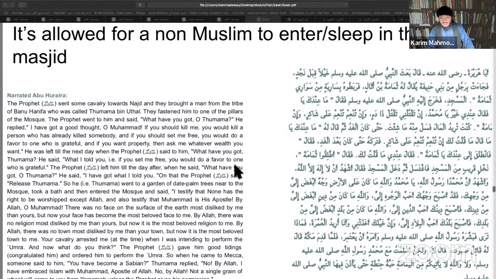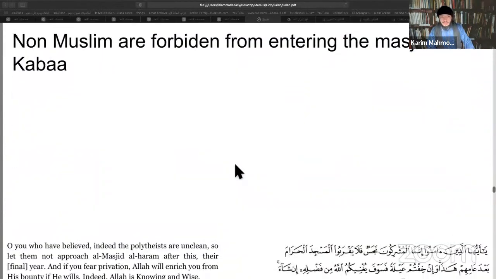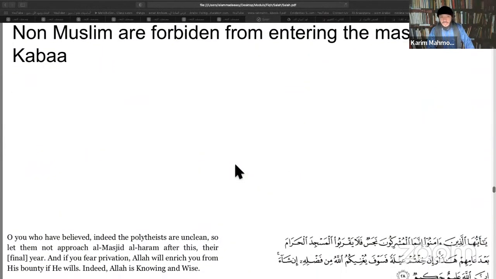Okay, here we go. So we talked about the non-Muslims already. Non-Muslims, though, are not allowed to enter the Masjid of the Kaaba, like Ahmad was saying. They're forbidden. But any other masjid in the world, including the Masjid of the Prophet ﷺ, Masjid al-Aqsa, any masjid in the world, no problem, they can enter it.